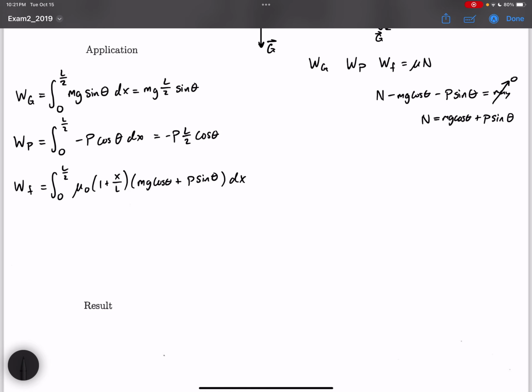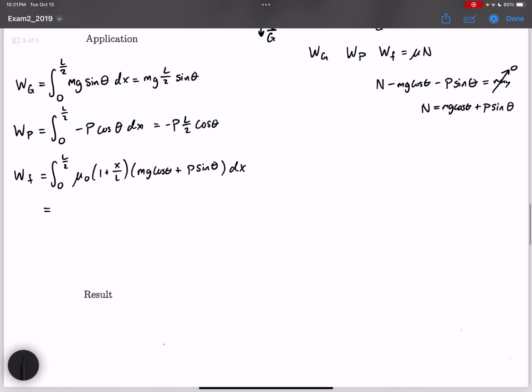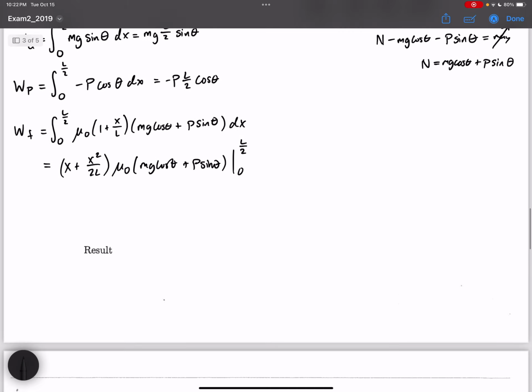So all we're really going to be doing here is, this integral is just going to be (x + x²/2L) times μ0 (mg cos θ + P sin θ), evaluated from 0 to L/2. Here this x is just going to be L/2. And you could essentially isolate this because if you just had x from 0 to L/2, it's just going to be L/2.